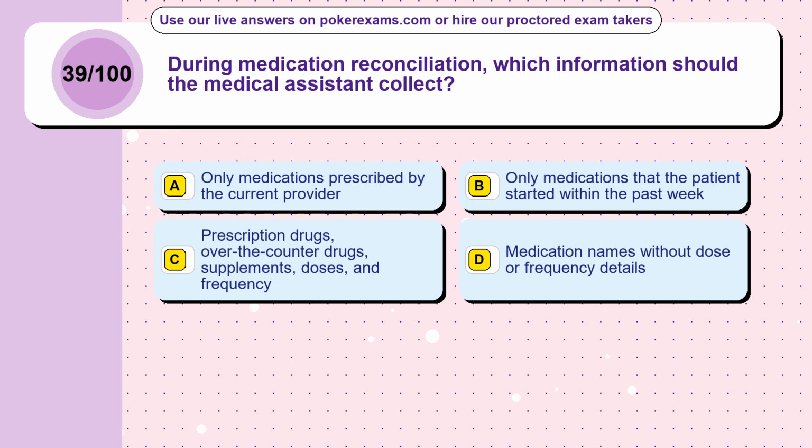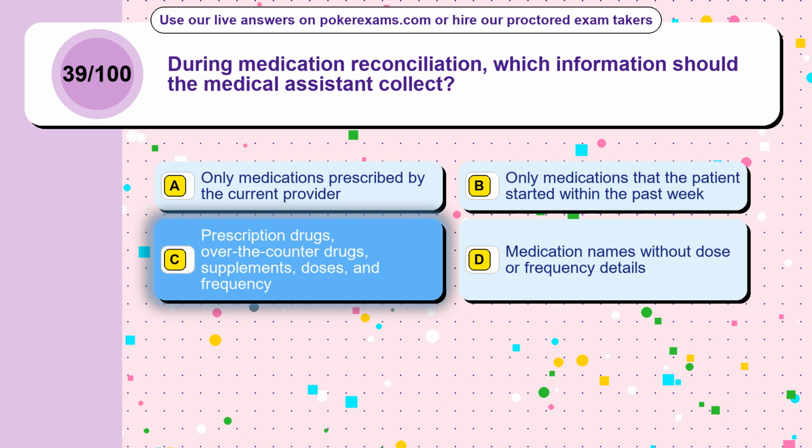Question 39. During medication reconciliation, which information should the medical assistant collect? Option A. Only medications prescribed by the current provider. Option B. Only medications that the patient started within the past week. Option C. Prescription drugs, over-the-counter drugs, supplements, doses, and frequency. Option D. Medication names without dose or frequency details. The correct answer is option C.